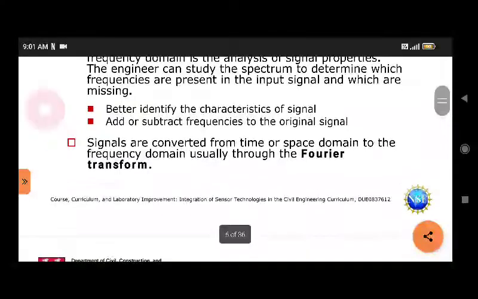Signals are converted from time or space domain to the frequency domain, usually through the Fourier transform. Now, how can we convert these signals from time or space domain to frequency domain? By using a Fourier transform.